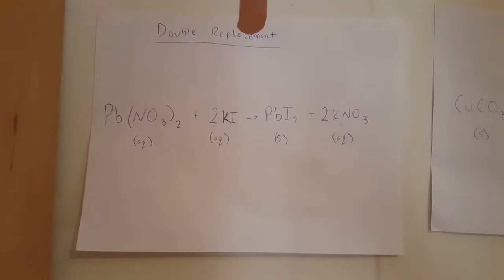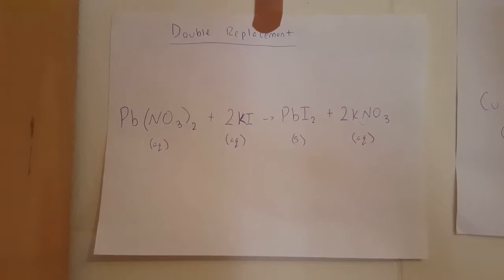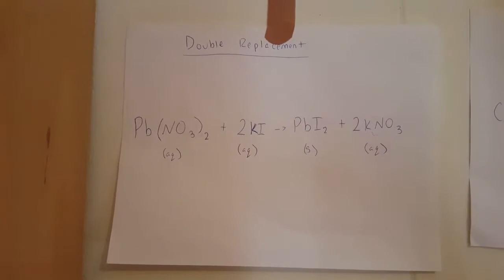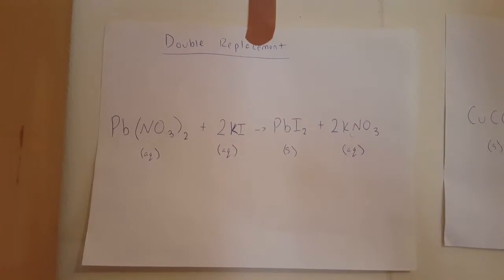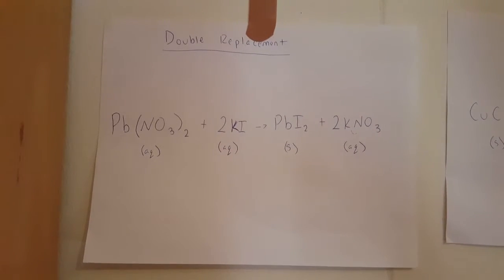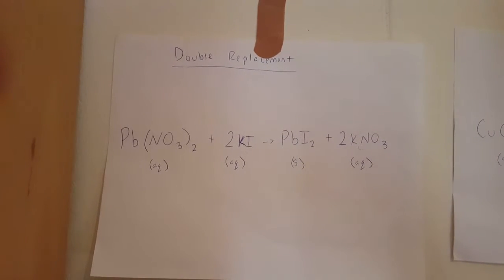The first reaction we will be talking about is a double replacement reaction. A double replacement reaction is when two compounds react and two elements from each compound switch to create two new compounds. This reaction starts off with Pb(NO3)2, which is aqueous because it is an ionic compound that appears in liquid form, and 2KI is aqueous because it is an ionic compound and is in liquid form also.